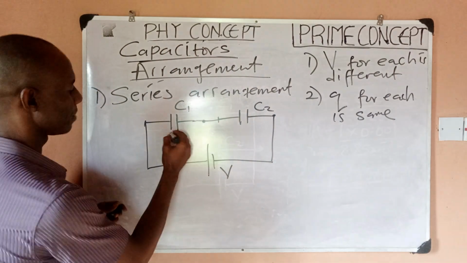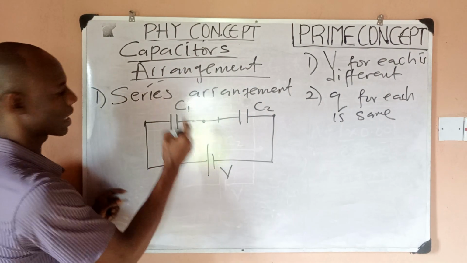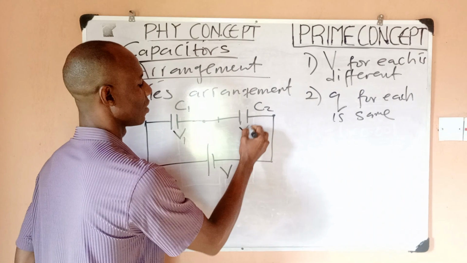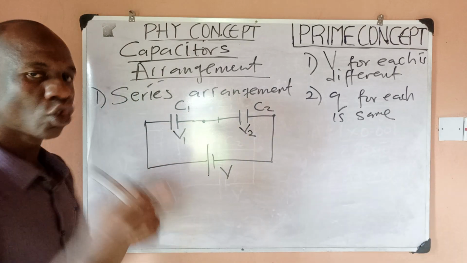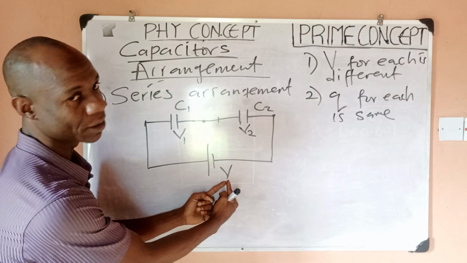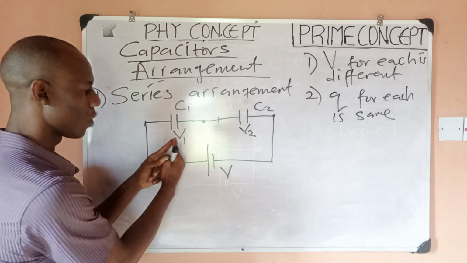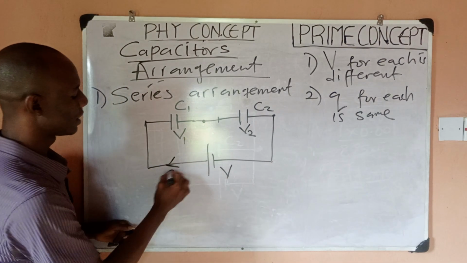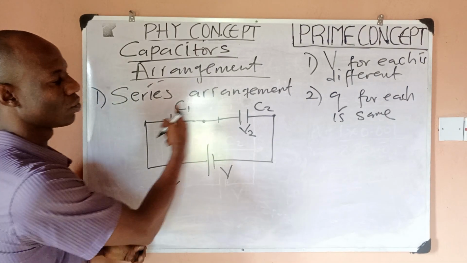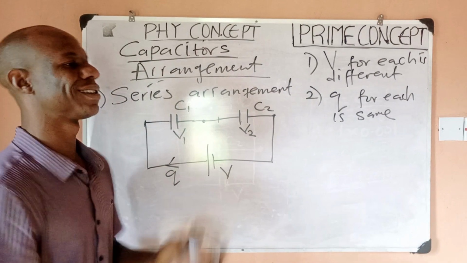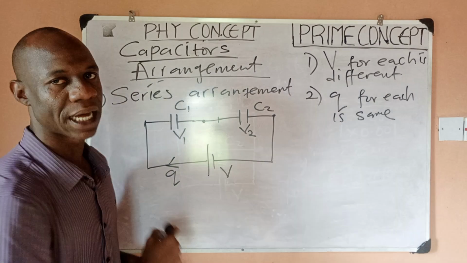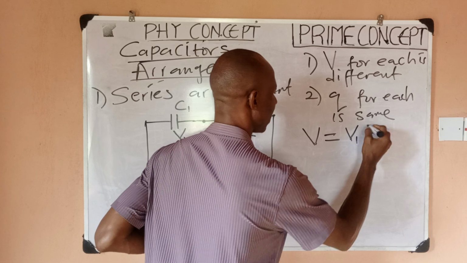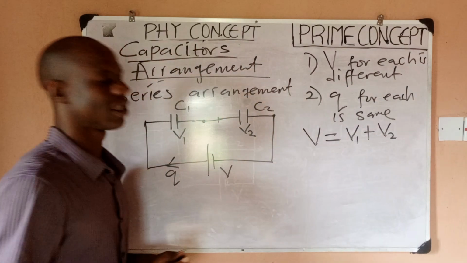So in that case, it simply means that the potential difference in this first capacitor is going to be V1. The potential difference in this second capacitor is going to be V2. So that our total potential V is going to be the sum of V1 and V2. While you understand that Q, the charge flowing through C1 and C2, is the same. Now let's get our total potential difference. Our total potential difference is V, which is V1 plus V2. So this is what we have.